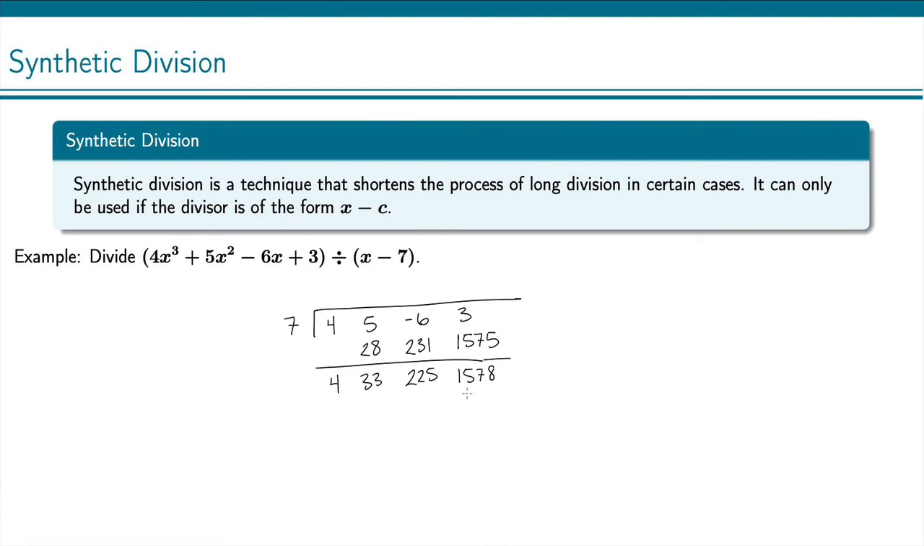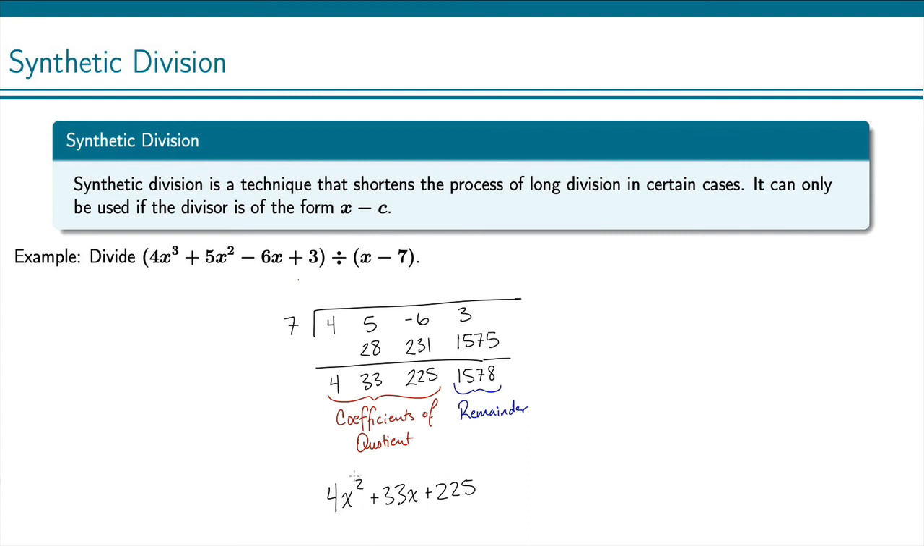Now we just need to interpret. These numbers before the very last one are the coefficients of the quotient. And this last number is the remainder. So to write this division out, my answer is going to be, using my coefficients, 4x squared plus 33x plus 225.